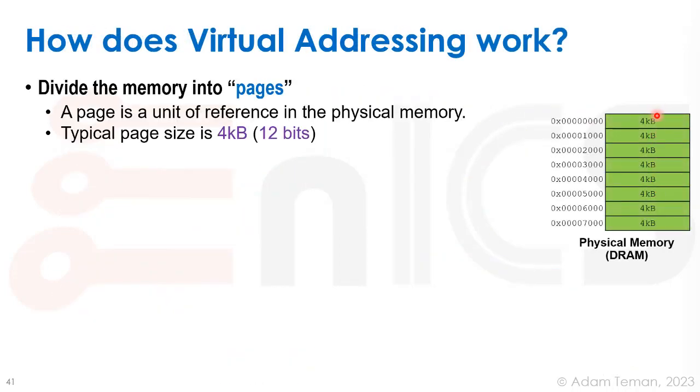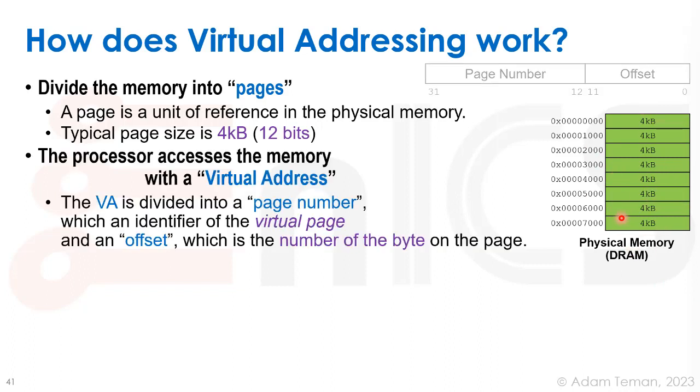So how does virtual addressing work? Well, we're going to divide our memory into units, and the units are typically called pages. DRAM, or main memory, is typically divided into pages, and often these pages are 4 kilobytes, or 2 to the 12 bytes of address space. That's a typical size, and so I'm going to be using it throughout this lecture. The processor then accesses the memory with a virtual address. It does not typically use a physical address.